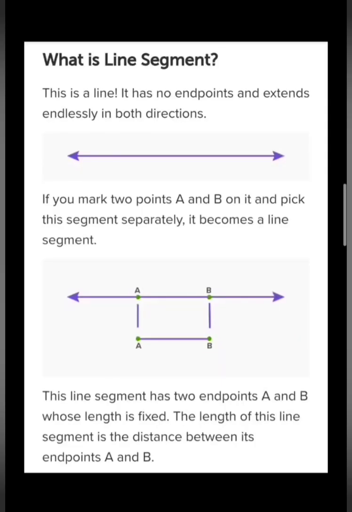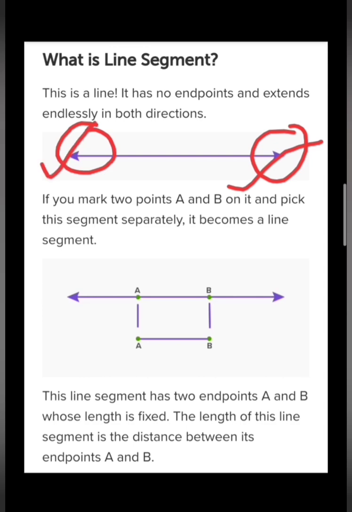What is a line segment? This is a line, children. It has no end points and it extends endlessly in both the direction. It means it will grow from this side and will never end, and it will continue growing from this side too and it will never end.